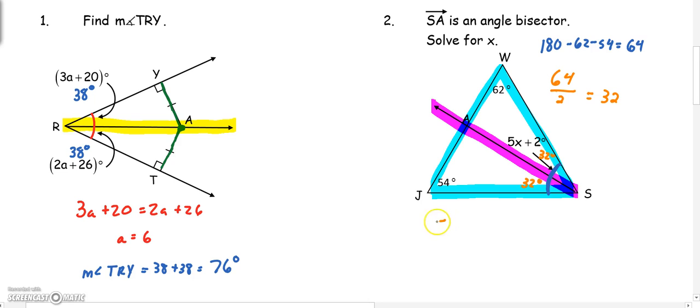Then I can solve for x. 5x plus 2 is equal to 32. Subtract 2 from both sides. 5x equals 30. When I divide, I get x is 6.